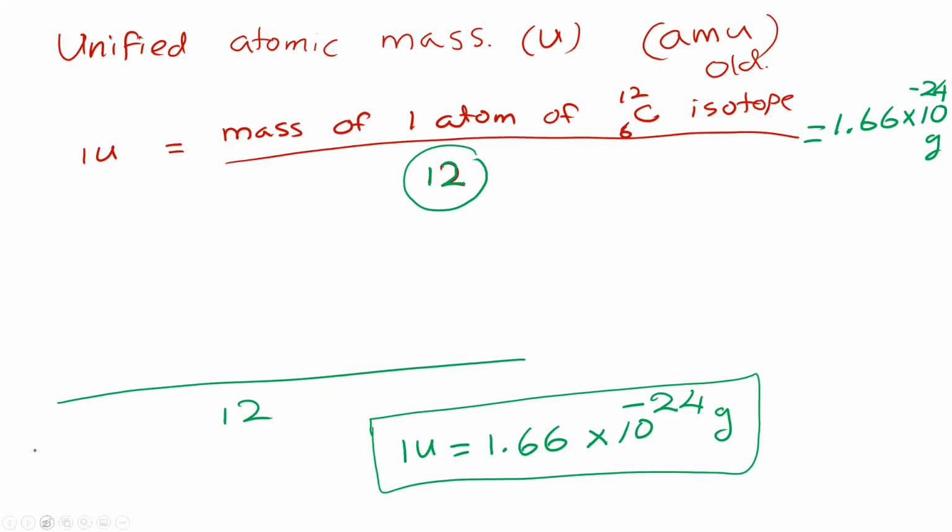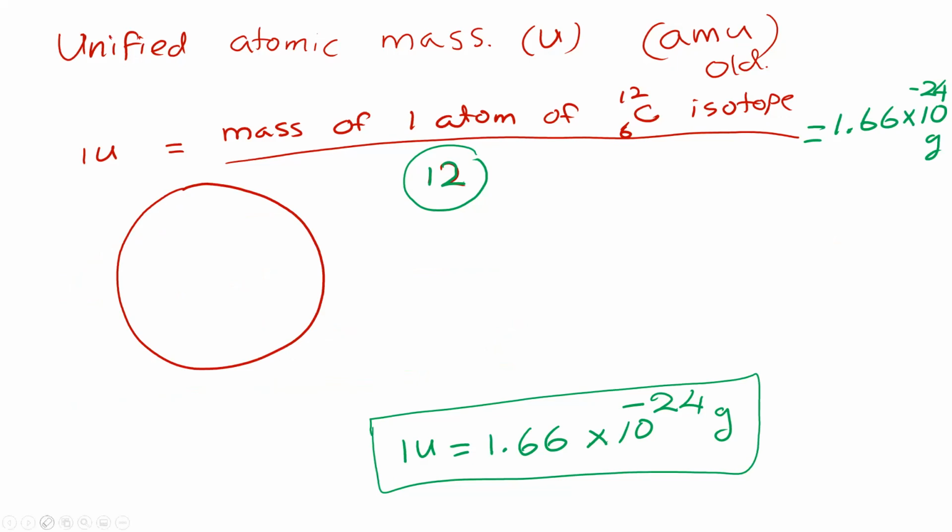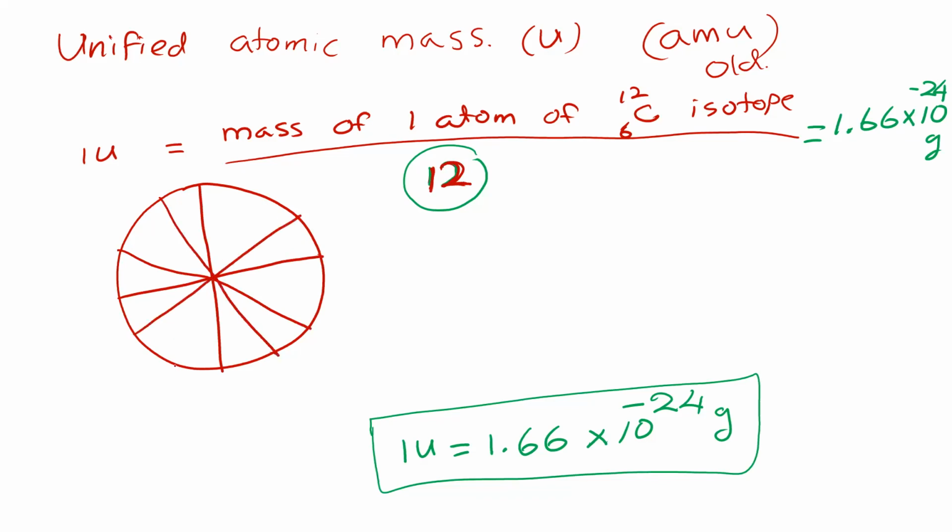Let's say this is our carbon atom. And I'm going to divide it into 12 equal parts. I'm going to divide this carbon atom into 12 equal parts. Hopefully I have 12 parts.